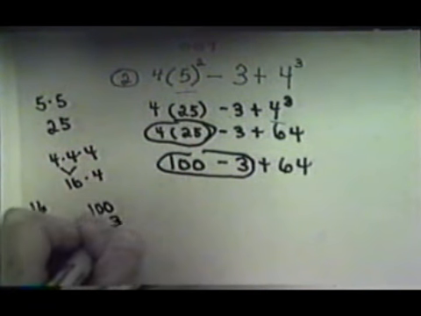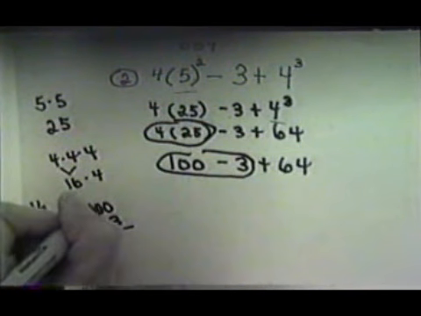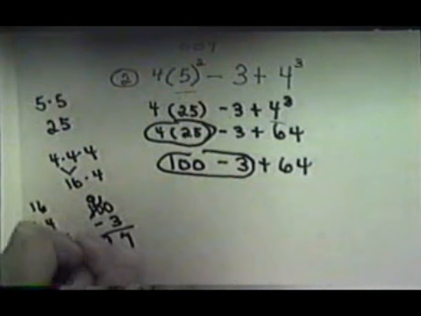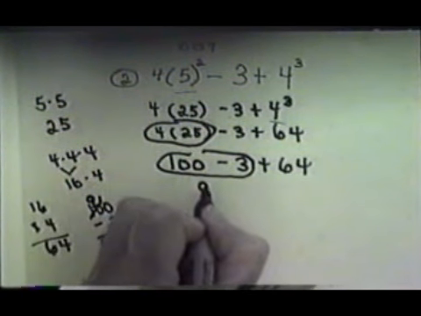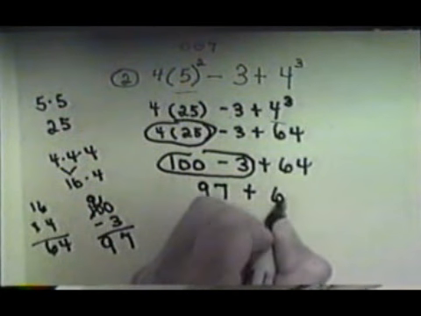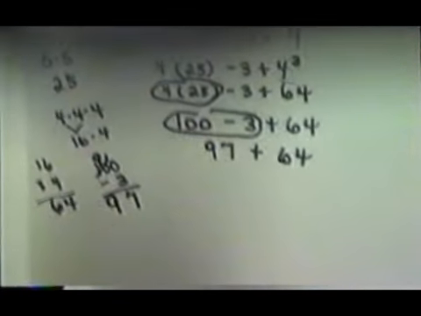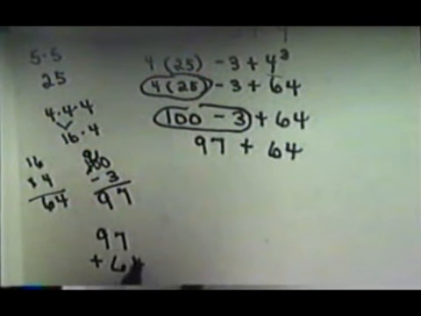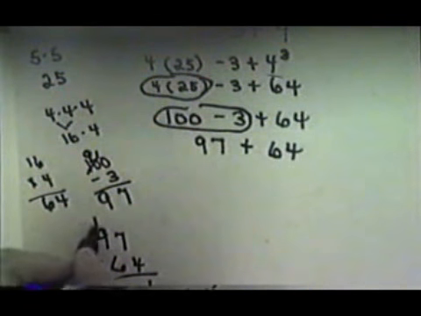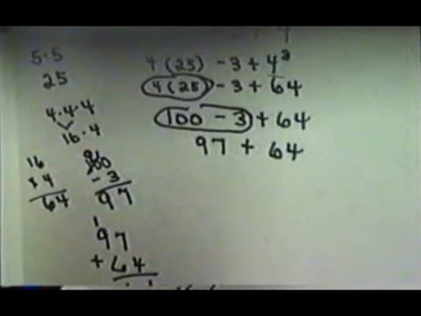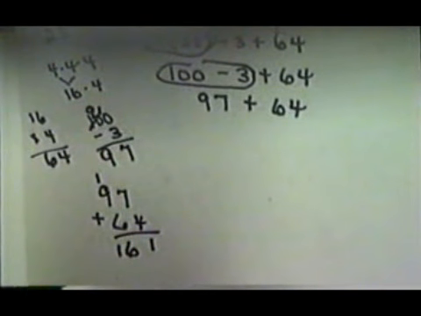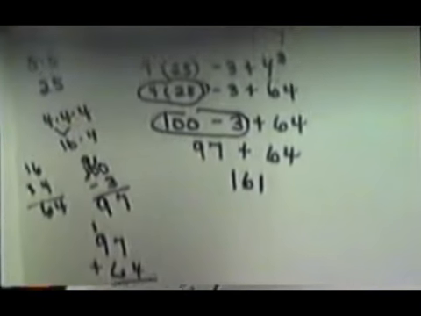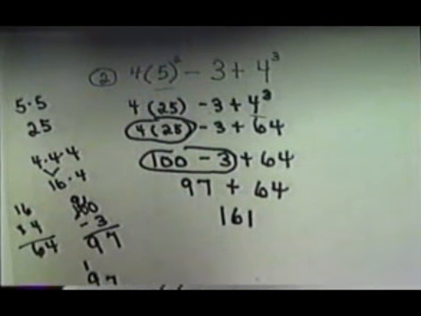100, take away 3. So I can't subtract 3 from 0, so I borrow from that 10 and make it a 9. And say 3 from 10 leaves 7. So I have 97. So 100 minus 3 is 97 plus 64. And when I do 97 plus 64, I will get my answer. 11, carry my 1, I'll get 161. You can't see that, can you? 161. So let's put our 161 down as our answer. So if you want to go back and look at our whole problem, you can see the order in which we did things.